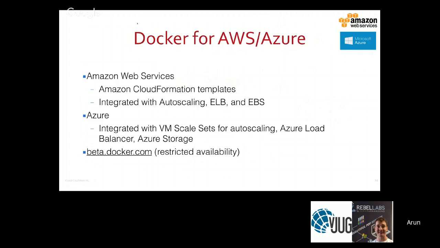Now, at this time, Docker for AWS and Azure is restricted availability, but you can apply for it at beta.docker.com. So Docker for Mac/Windows for development, Docker for AWS/Azure for your deployment stories.